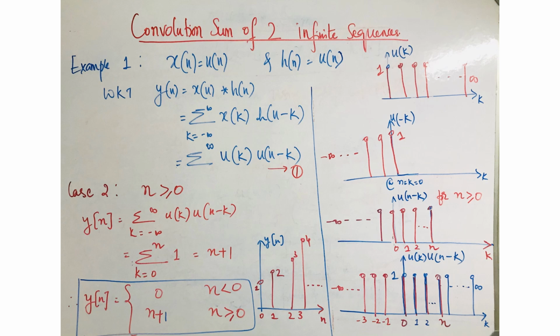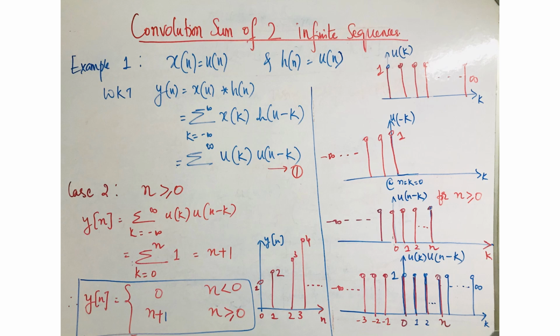So these are the overlapping regions where the samples of both the signals you can multiply. So now the summation range will change from minus infinity to plus infinity to 0 to n. And we know that u of k and u of n minus k, the amplitudes are 1. So 1 into 1, 1. So which will be simplified to what?